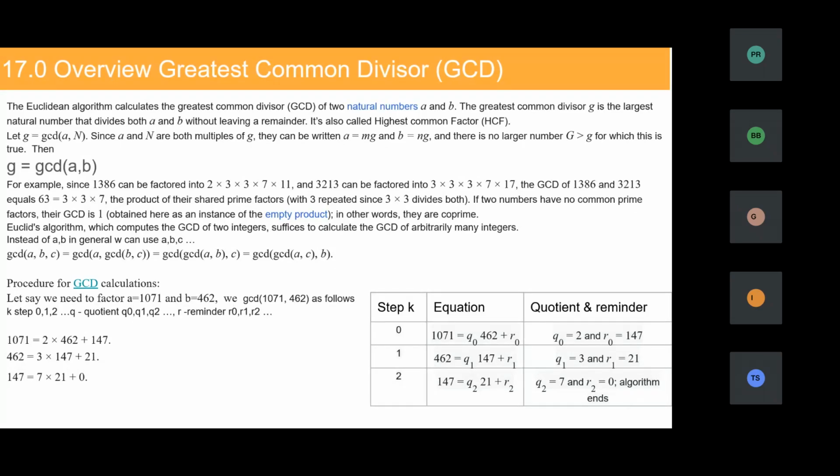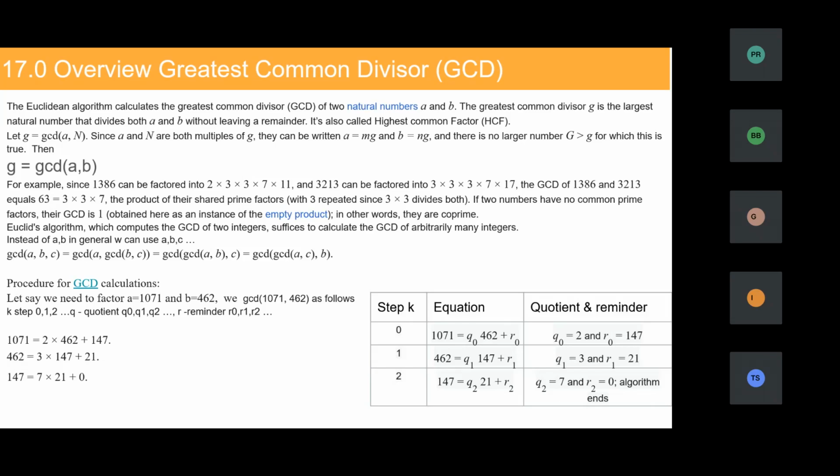The important thing is that A and N, the second number, are both multiples of G. That is, if A is equal to mg and N is equal to ng, then the common factor between mg and ng is G. And that G is the one defined as the greatest. There is no number greater than capital G. If that is true, then G, smaller g, is the greatest common divisor.